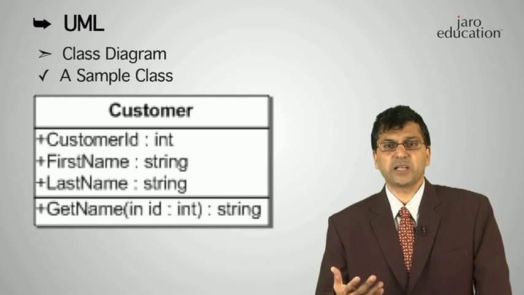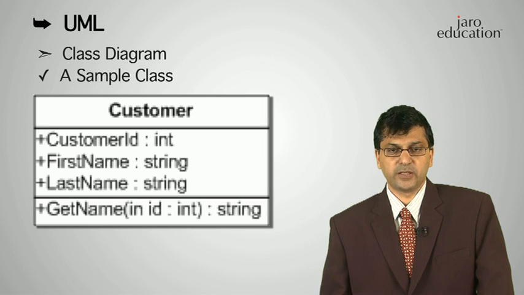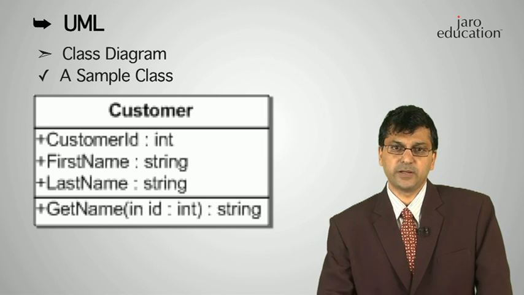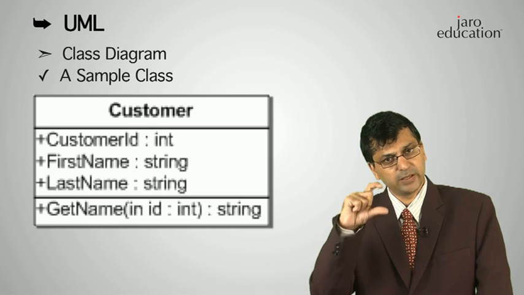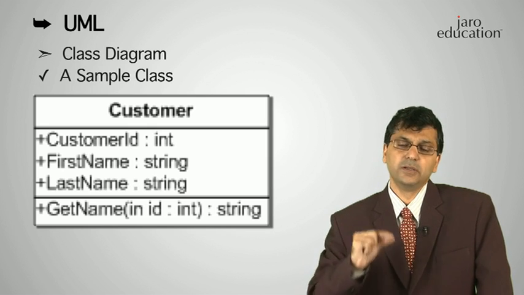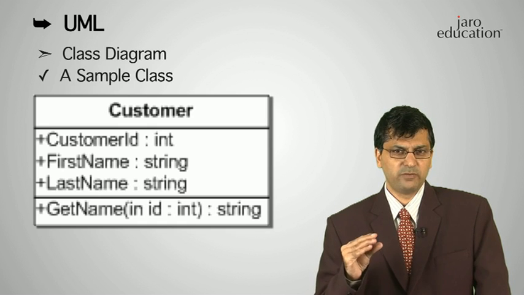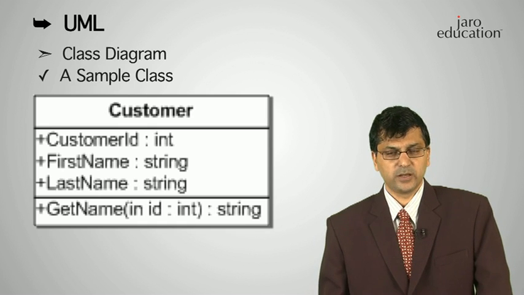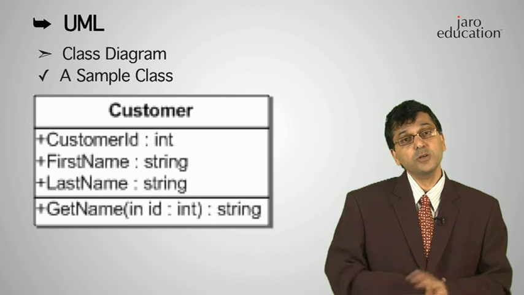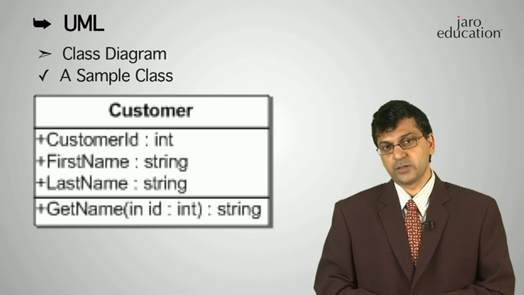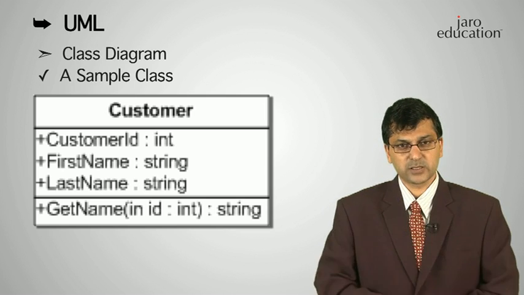So if it's a customer class and it has properties and methods, there will be the name of the customer at the top, and then properties in the center, and then the names of the methods at the bottom. This is a very simple class with very minimal properties and methods. An actual class will be quite huge. It's not practically possible to list it all in a window. So this is just a sample for you.